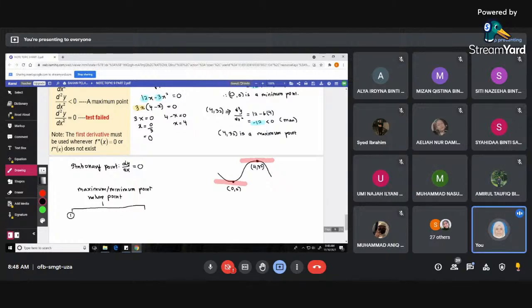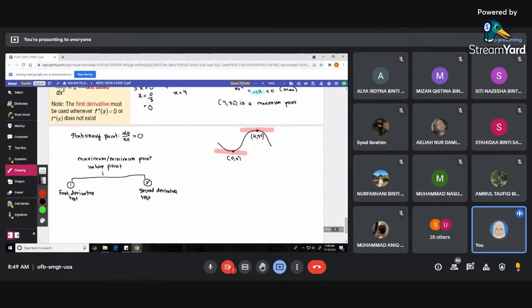So, method pertama, method kedua. Method pertama nama apa? First derivative test. Method yang kedua nama dia apa? Second derivative test. Okay. Lepas tu, daripada first derivative you kena buat apa? Jadual.